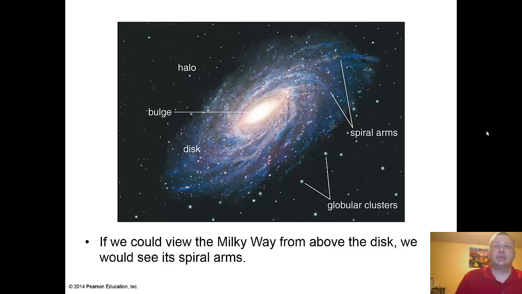If we could see the Milky Way from above the disk, we would see its spiral arms. And these spiral arms are where energy waves are that create new star formations. And then surrounding the galaxy are these globular clusters, very spherical with lots of old stars in them. Whereas in the spiral arms you have new star formation and they're blue.